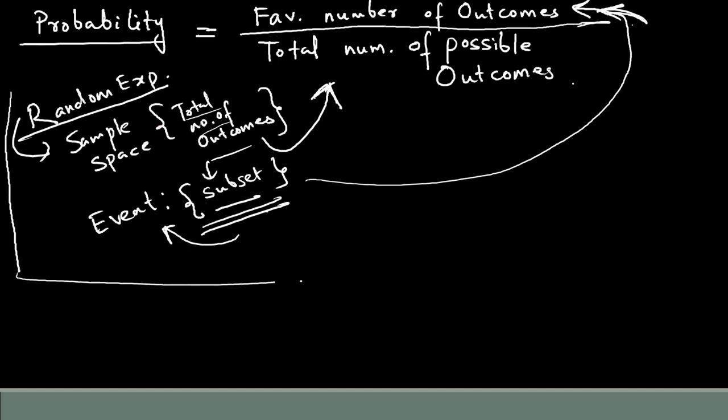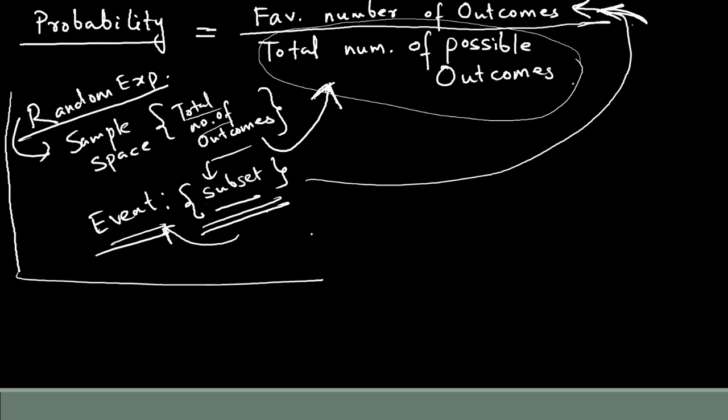There will be a random experiment and we will get some sample space. That will be the total number of outcomes, and we will put it in the denominator. The event, which is the subset, will be the favorable number of outcomes, and we will put it in the numerator. I hope you are getting it.